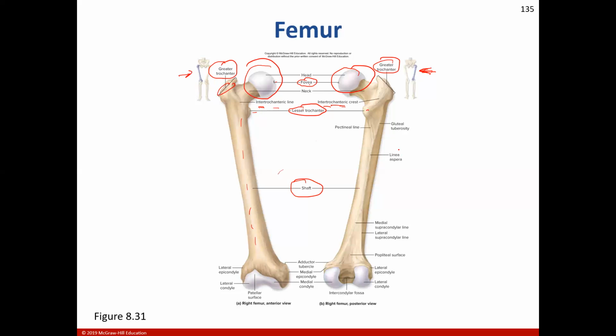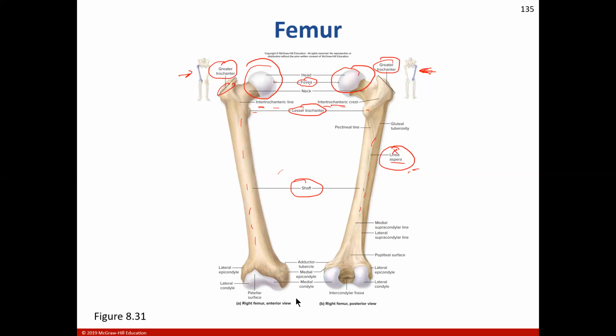Here's one thing that's important to know. Is a cute word called the linea aspera, and that's posterior. It's like a little elevation. Again, you have to feel it, but you can see it, and it's only posterior. So that's a point of attachment for the hamstring muscles. An insertion.